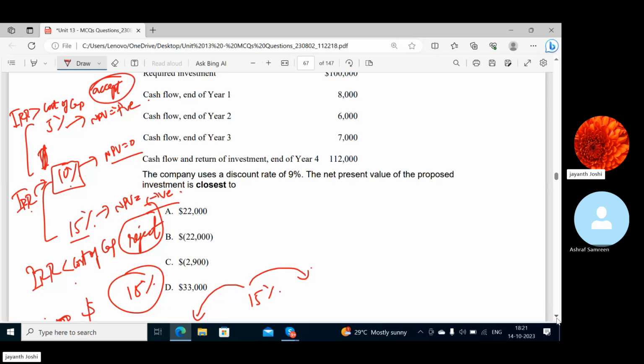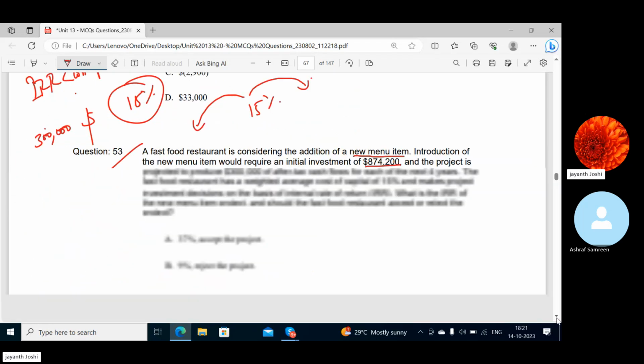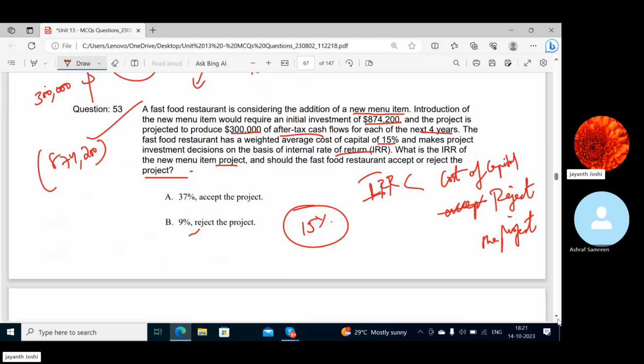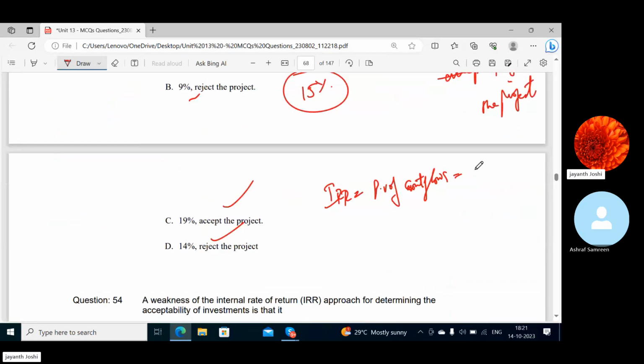Same thing will be happening here. We should find out the IRR. So we have just discussed, IRR is where the present value of cash outflows is equal to the present value of cash inflows. Your outflow is very clearly understood, $874,200, and the present value of cash inflows is $300,000 into the present value annuity factor at the rate of 15% for 4 years. We have to take that, right?